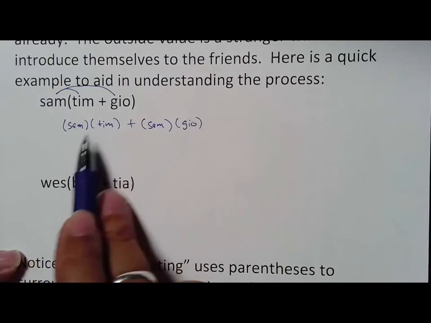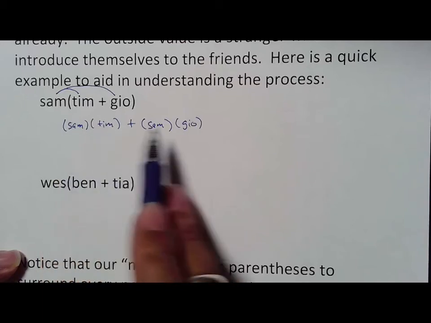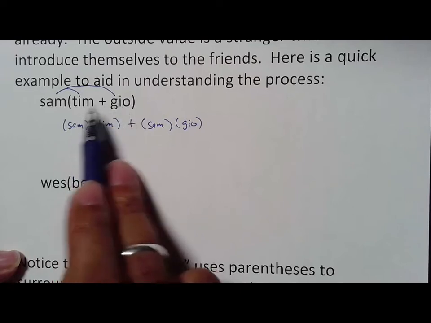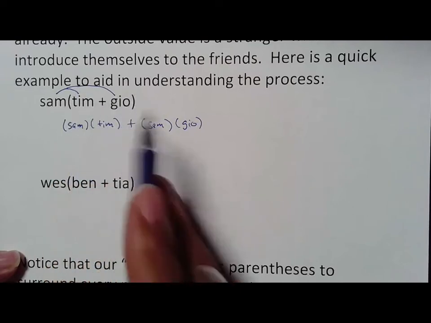You must put Sam in parentheses next to Tim. That shows that they met. You must put Sam in parentheses next to Geo. Now, why don't Tim and Geo meet? Because as I said about the parentheses, they already know each other.